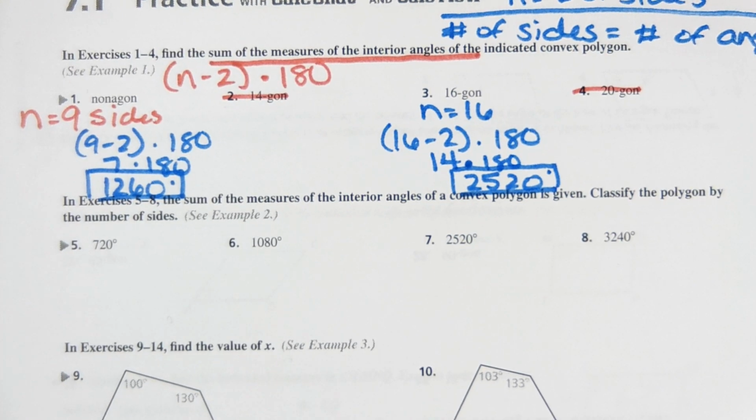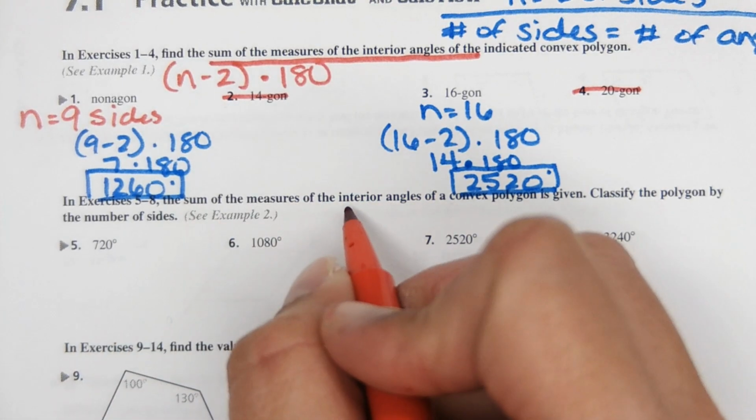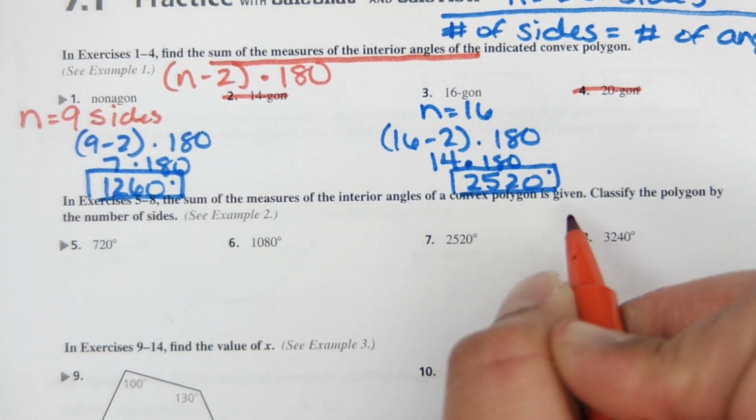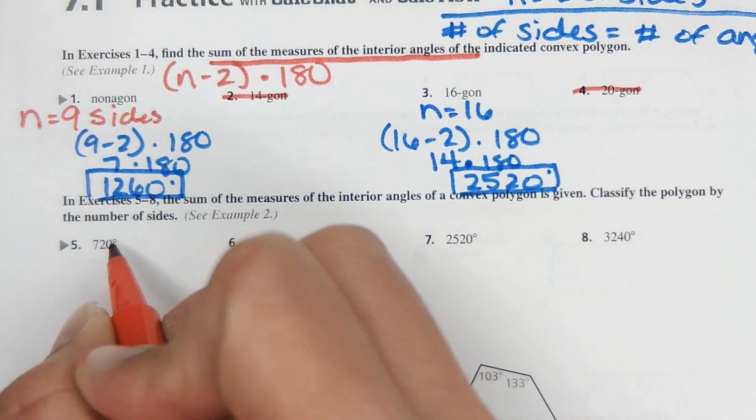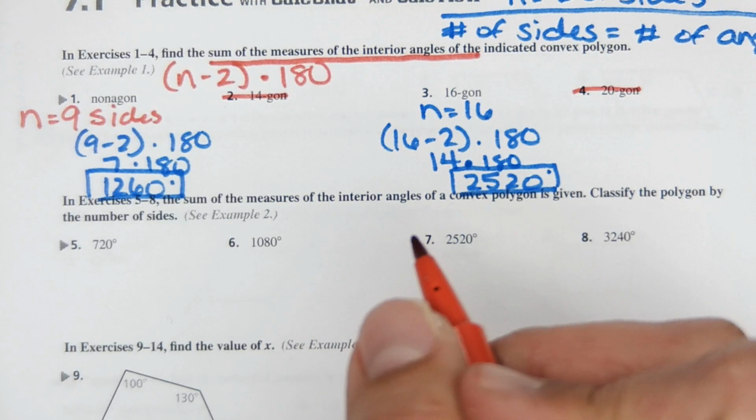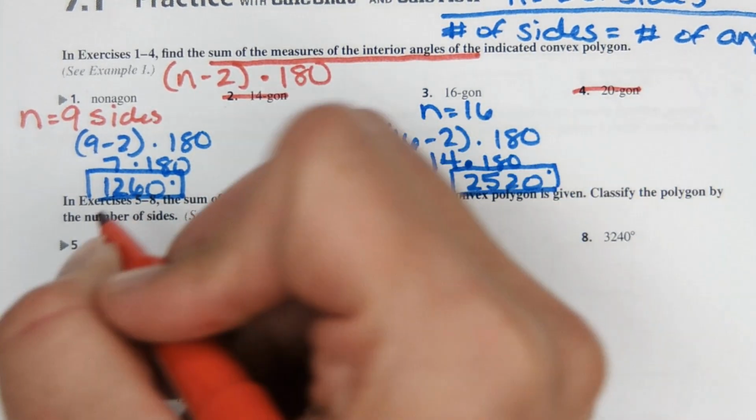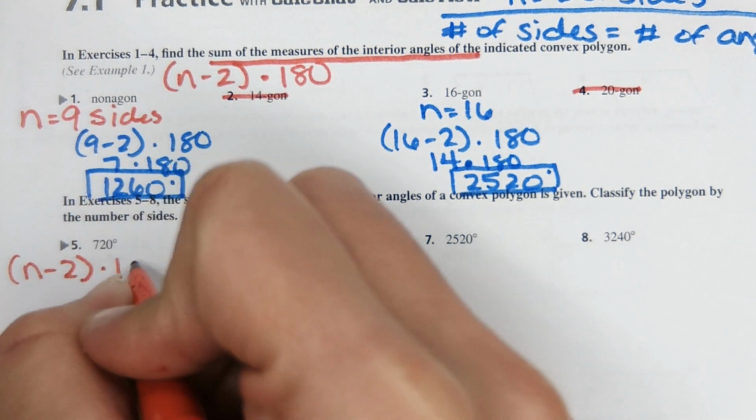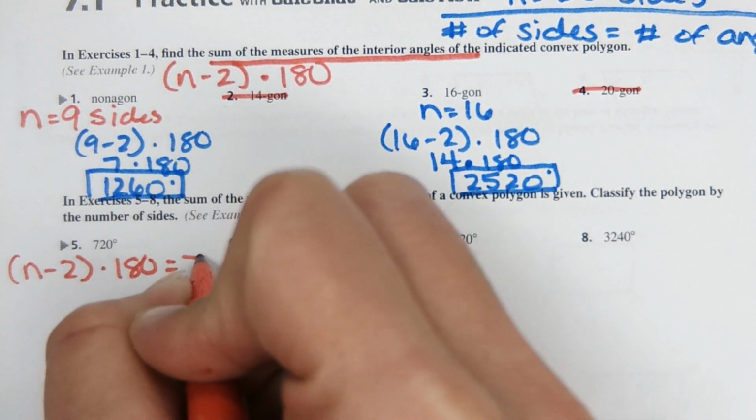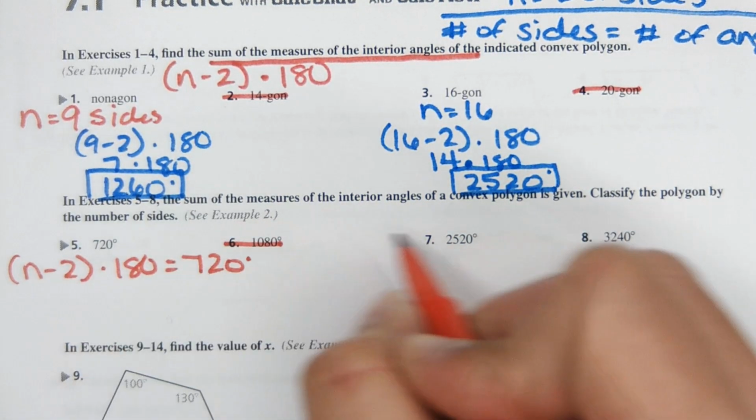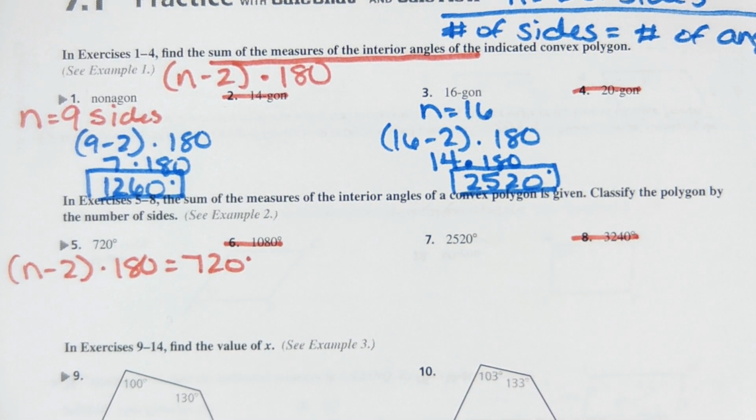Okay, then the next exercise, using the same equation, says the sum of the measures of the interior angles of a convex polygon is given. Classify the polygon by the number of sides. So now they're giving us the sum, the answer, and we have to solve the equation backwards to find n, the number of sides. We set it up as n minus 2 times 180 equals, in this case, 720 degrees. We're only going to do 5 and 7, so you can cross out 6 and 8.